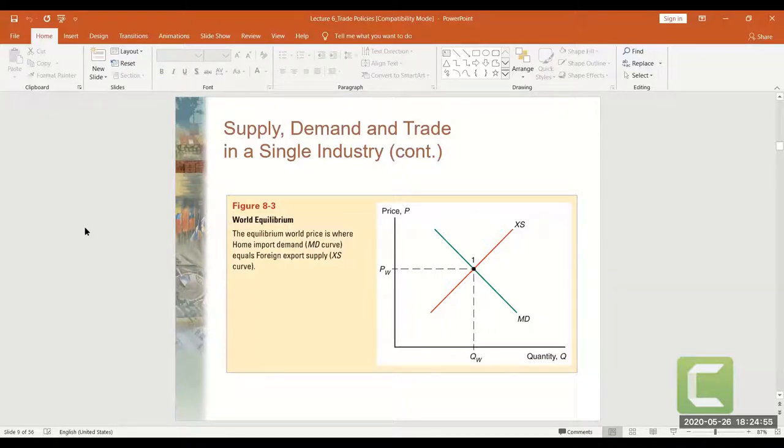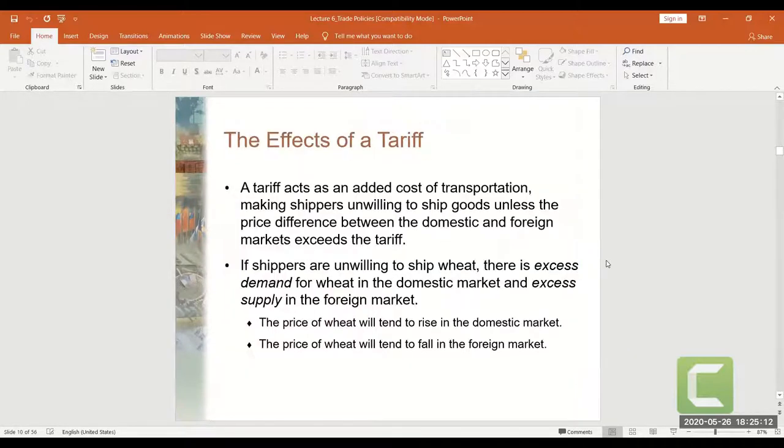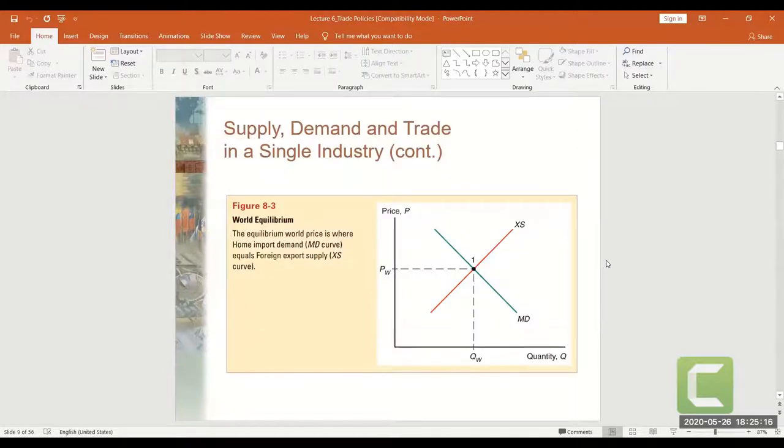Now, we would like to know the causes and benefits of a tariff. In this circumstance, if a tariff is going to be applied, what will happen? Let's see the effect of a tariff. Tariff definitely is going to increase the prices in the home country, the importer. The price is going to increase. Government will get some form of revenue. Tariff also indirectly protects the domestic producers.